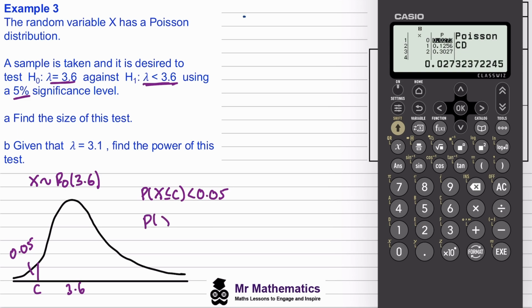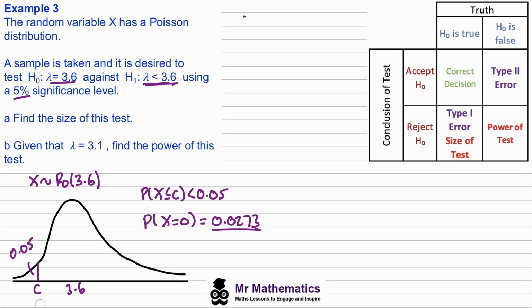We get the probability of X equaling 0 as 0.0273. If I include this on the diagram, we'll change the critical value to 0, and this will have an area of 0.0273. So this is the size of a test. This is when we reject H0, given that H0 is true. So the size of a test is 0.0273. So this tells us there's a 2.73% chance of us rejecting H0, given that H0 is true.